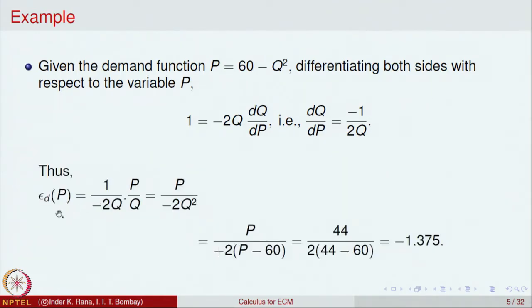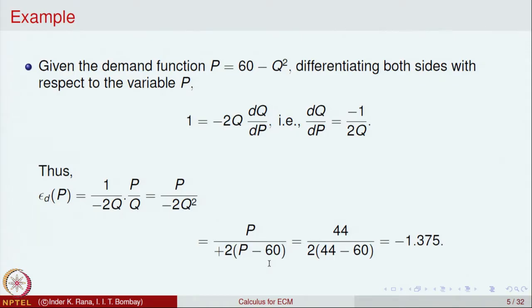So, the coefficient of elasticity for demand at a price p is dq by dp into p by q. That comes out to be p by minus 2q square. And if we put the value in terms of p itself, then from here minus q square is equal to p minus 60. So, if we put that value here, this comes out to be equal to p divided by 2 times p minus 60.